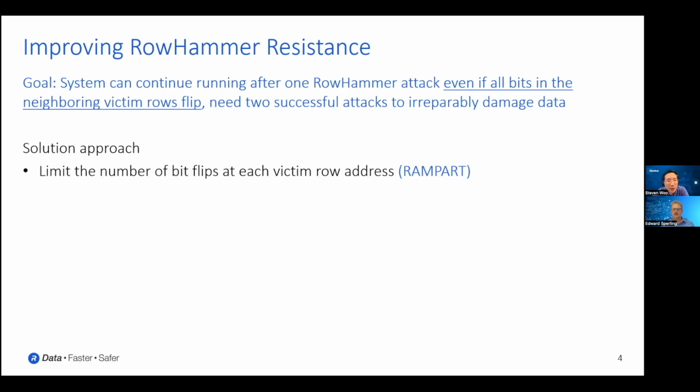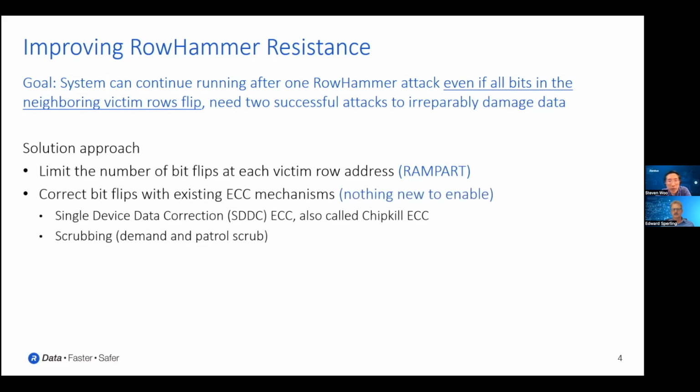So our solution approach is really to limit the number of bit flips at each victim row address, so that if the controller eventually does try and read data from a victim row address, the maximum number of errors that can happen can actually be corrected with existing ECC methods that are in use today. And it turns out there are some really good ones out there. One of them is called single device data correction, SDDC, ECC. Sometimes it's called chip kill. And that's been around for decades and it's in use today.